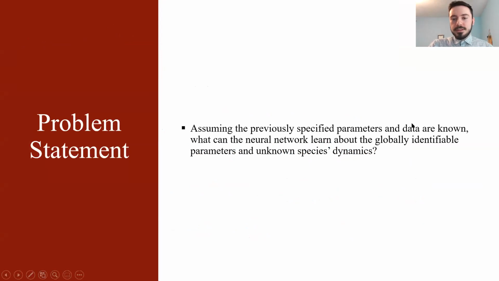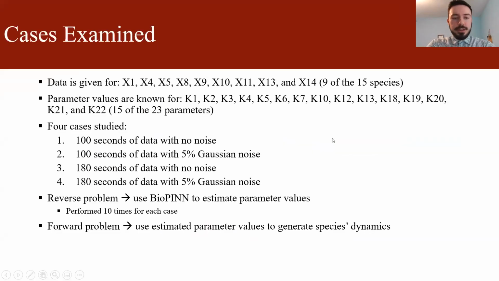So the problem statement is, assuming the previously specified parameters in the data are known, what can the PINN learn about the globally identifiable parameters in the unknown species dynamics? To answer this question, we examined 4 different cases. Just to rehash, the data is given for 9 of the 15 species, and parameter values are known for 15 of the 23 parameters. This includes the 11 parameters we initially assumed to be known, and it also includes the 4 non-identifiable parameters, since these would not be able to be predicted by the PINN, so they would have to be measured experimentally.